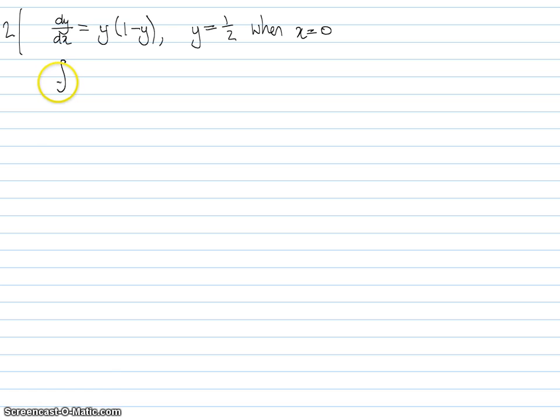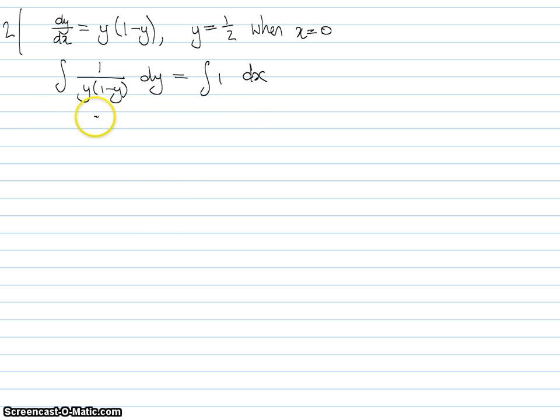We straight away write that the integral of, dividing this side through, 1 over y(1 − y) dy is equal to the integral of 1 dx. So all my y's are on the left hand side, integrate them together. All my x's on the right hand side, integrate them together. Okay, so what does that give me?